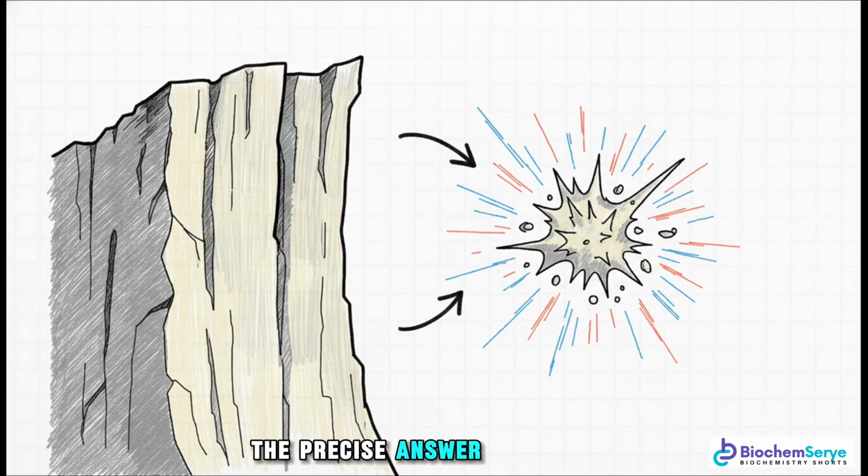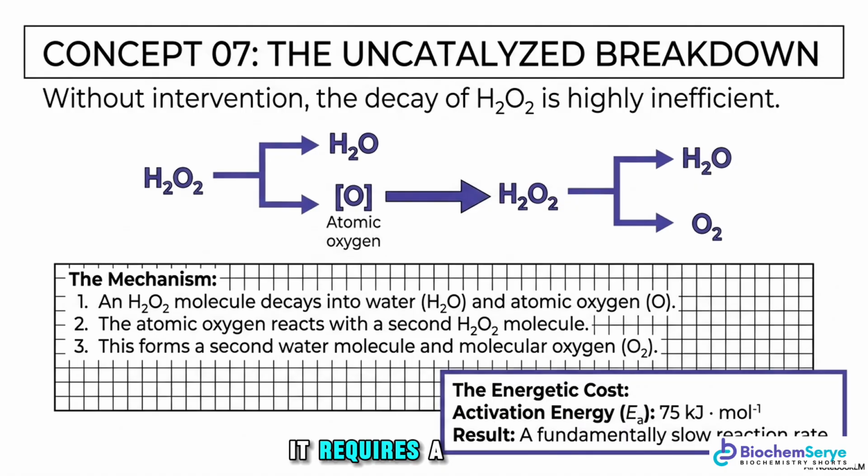The precise answer is twofold. First, it requires a massive activation energy of 75 kilojoules per mole. And second, it relies heavily on randomly wandering, highly unstable atomic oxygen intermediates. The sheer danger of relying on physical chance to clear toxins is exactly why our cells need direct enzymatic intervention.